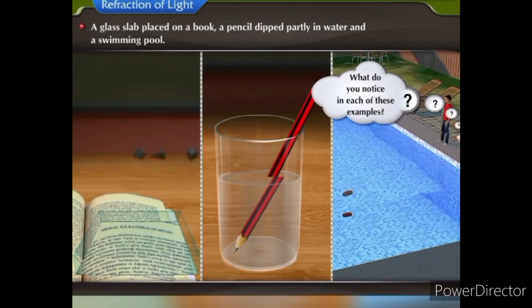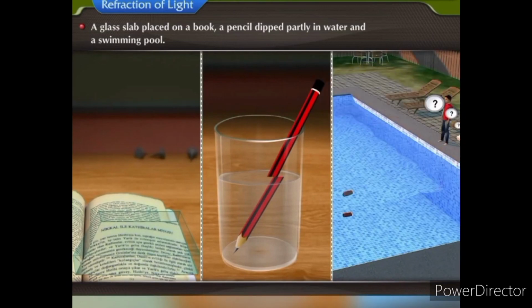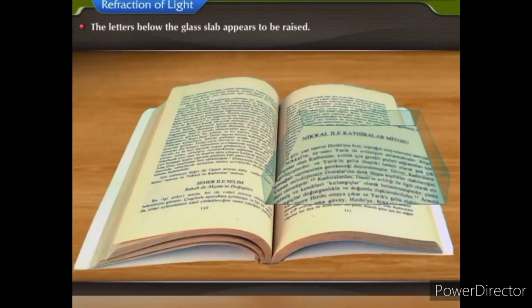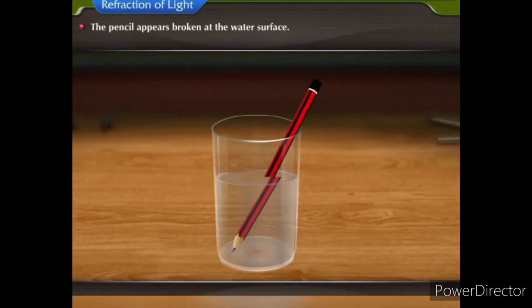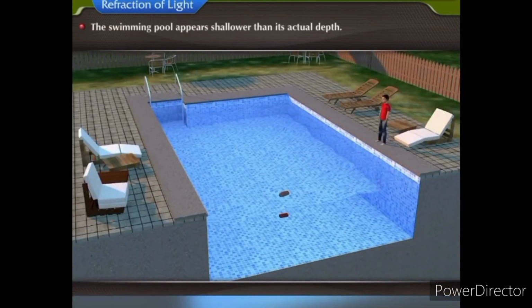What do you notice in each of these examples? The letters below the glass slab appear to be raised. The pencil appears broken at the water surface, whereas the swimming pool appears shallower than its actual depth. Let us understand this by performing some activities.